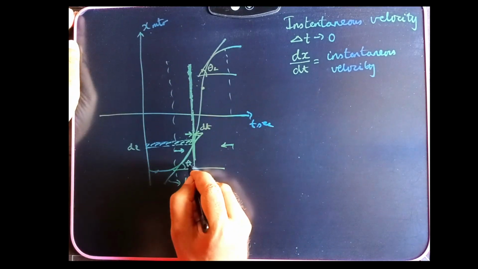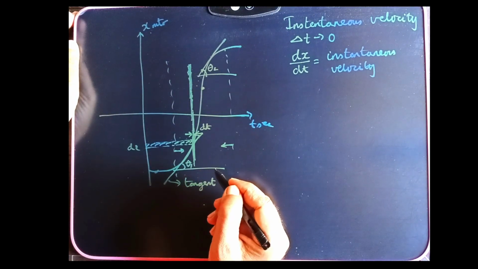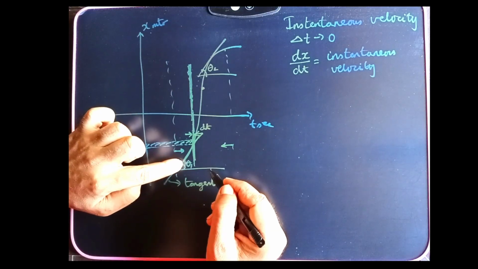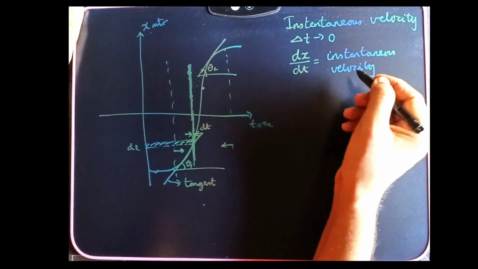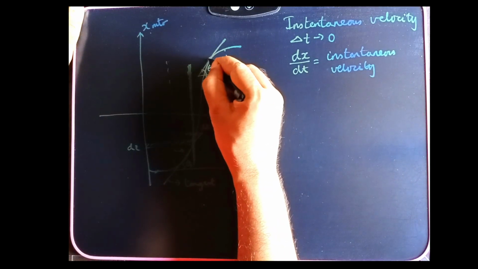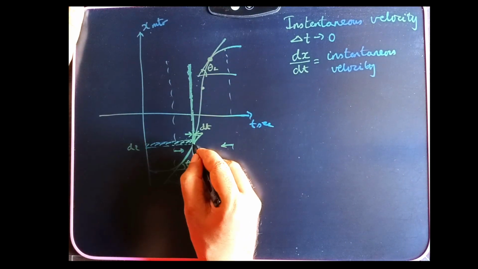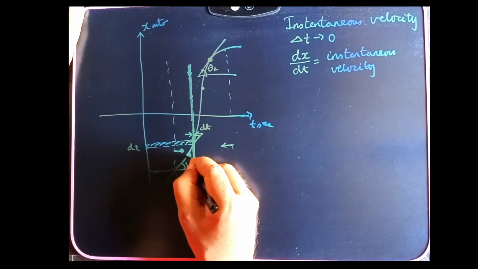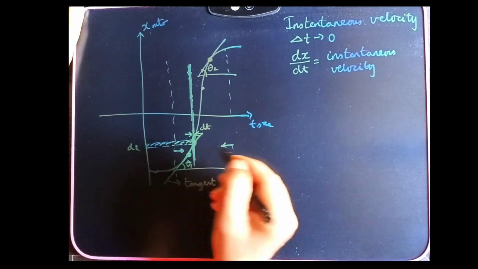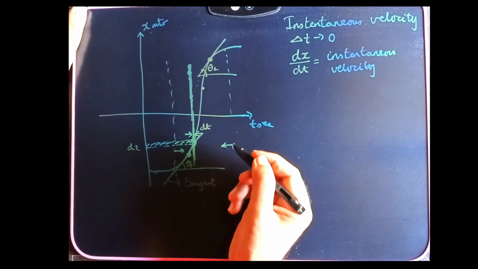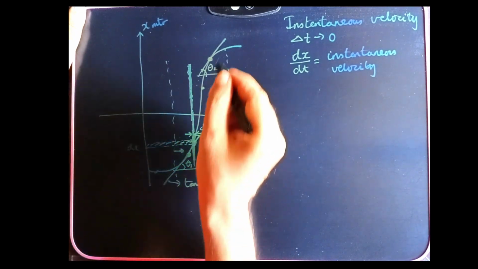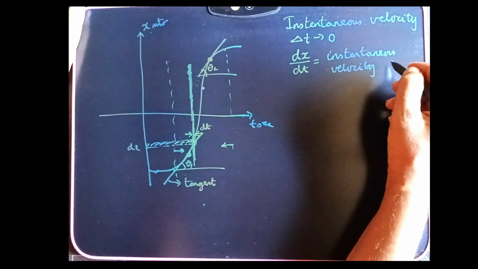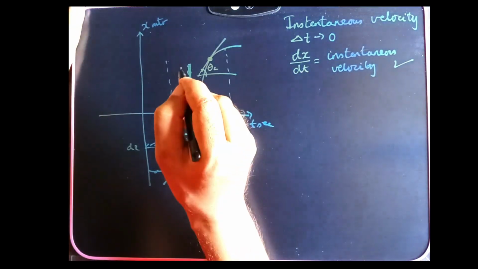theta 2, this is theta 1, then from this particular theta 1 or theta 2, I will be able to get the instantaneous velocity at that particular point. So if I draw a tangent on the graph, I will be able to get the instantaneous velocity at that particular point.